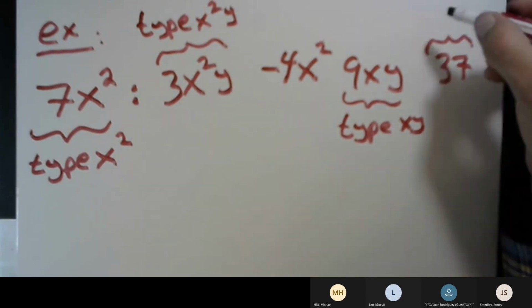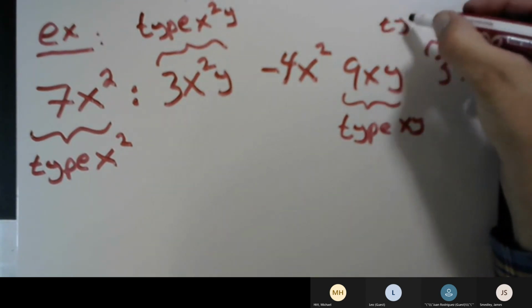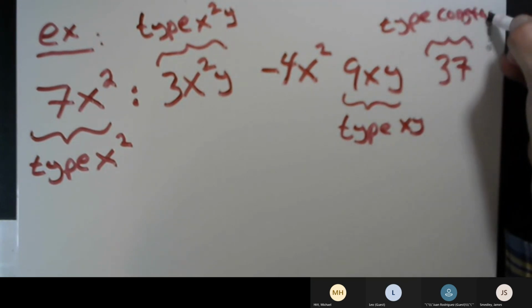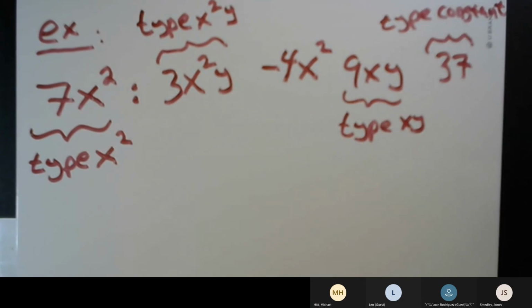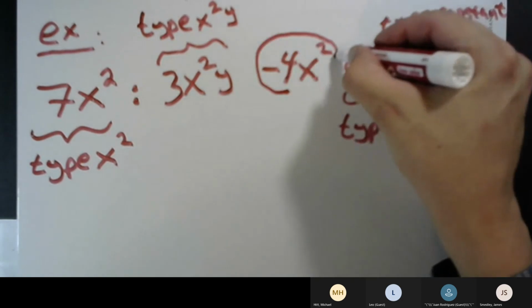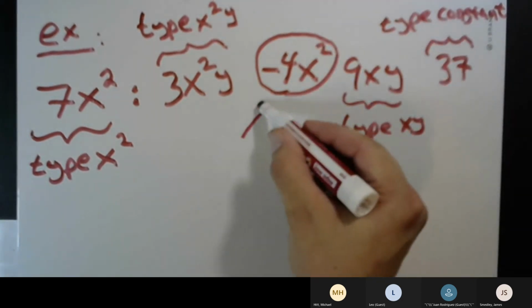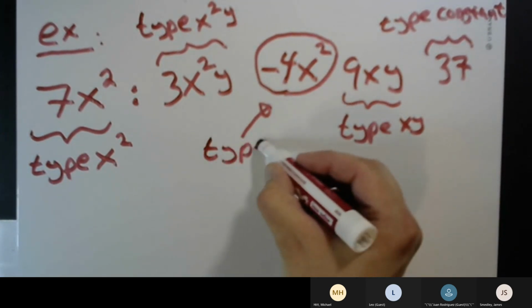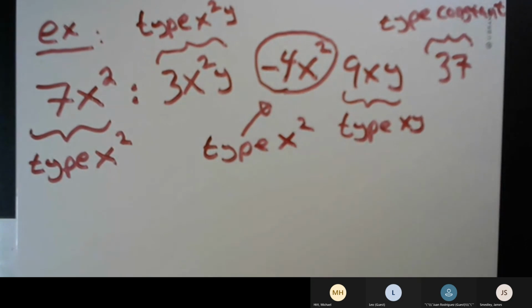When there are no variables attached, this is called a type constant. Ooh, squeeze in constant. So there's one left, and this is the one that's the like term. And this one, again, we ignore the number in front. This is the type x squared. So questions about that? All right.